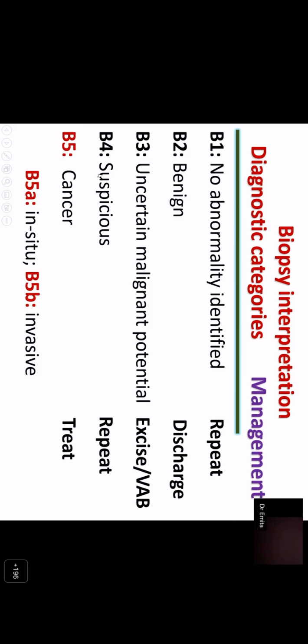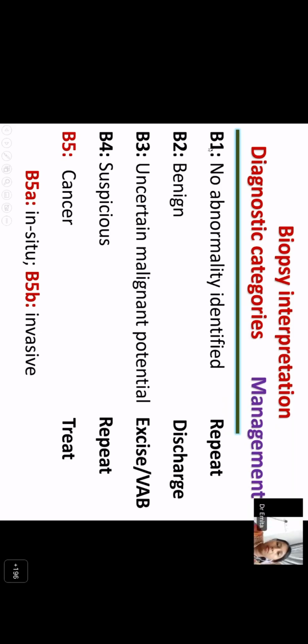B4 is suspicious. It means I'm very suspicious that it is invasive carcinoma or DCIS, but I want a little more tissue to give a definite diagnosis. So when we say B4, they will repeat the biopsy. And B5 is cancer. That means the patient needs therapeutic surgery and treatment. It could be either in situ or invasive.